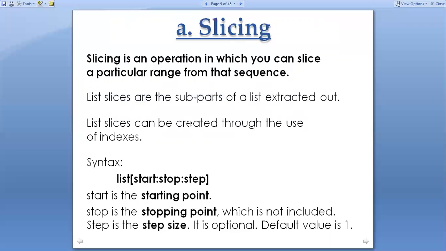So how to use index? List, that is the list name or variable name, then start. We can retrieve a value by using start position, stop position and step. Here start is the starting point, and stop is the stopping point, which is not included. Step is the step size. It is optional. Default value is 1.